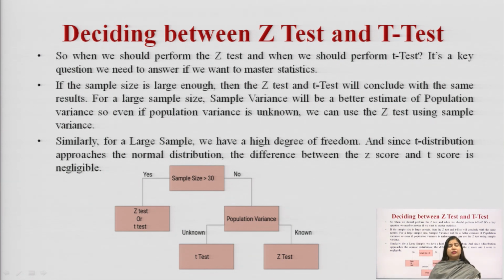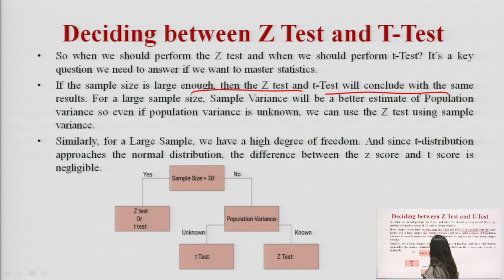Then what is the basic difference between the Z test and the T test, and how do we decide which test to use? What is the reason behind when we should perform the Z test and when the T test? If the sample size is large enough, then we use the Z test, and when there is a small sample size, we use the T test.